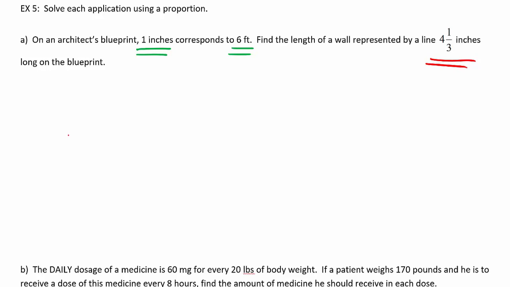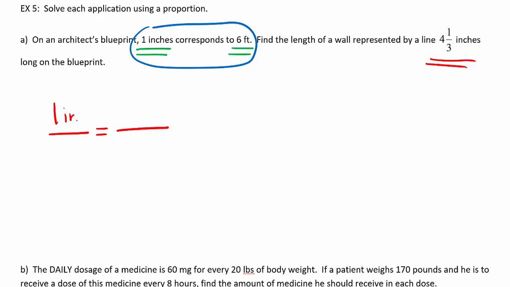So if you want to set up an application problem using a proportion, I think the most important thing to do is to keep track of the units. So in each of these problems, there should be two numbers that go together. And that's the 1 inch corresponds or goes with 6 feet. So you're going to take those two numbers and you're going to put them on one side of your proportion. And I would keep track of those units.